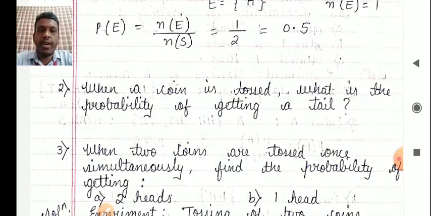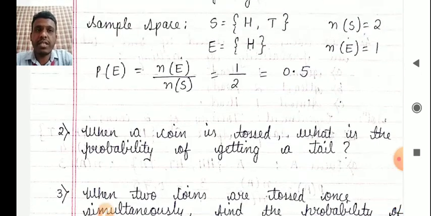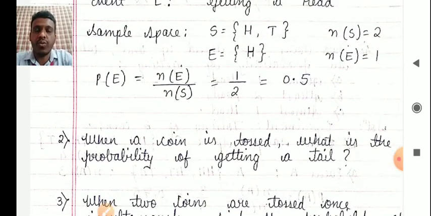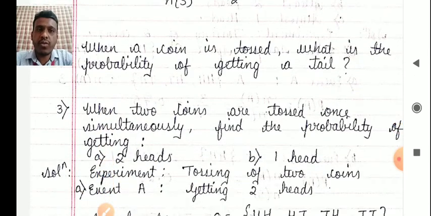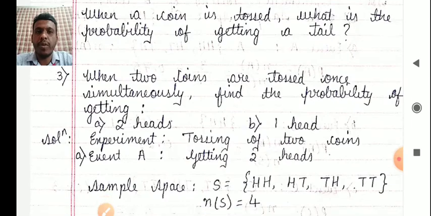When a coin is tossed, what is the probability of getting a tail? Similarly, the answer will remain the same, everything will remain the same. Only this event, what they have shown you, will change. Once you solve this homework problem, then you solve this third problem.